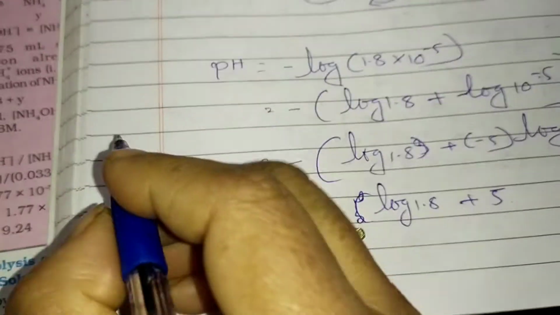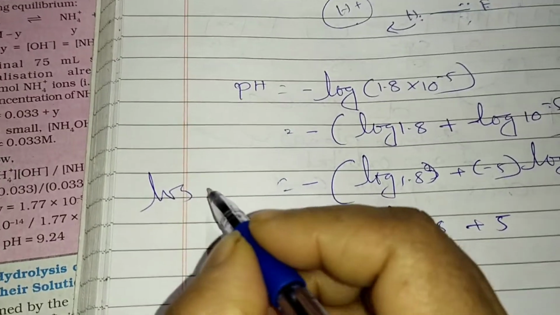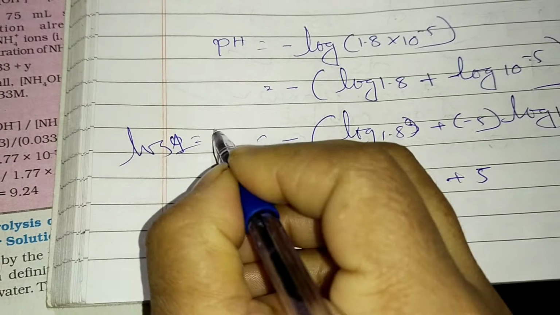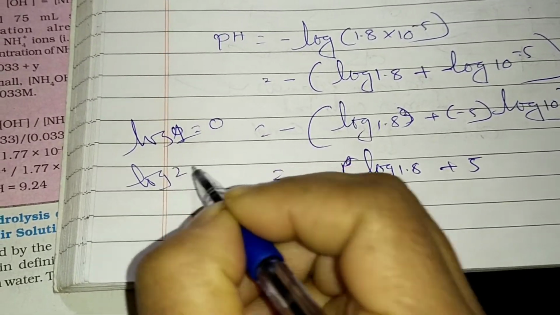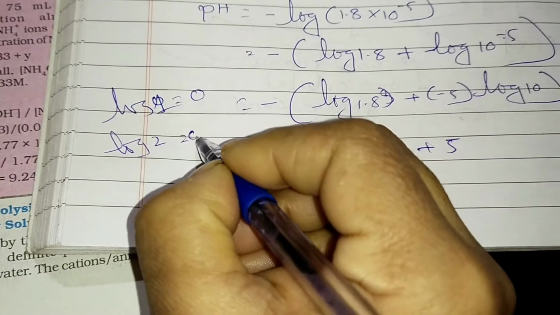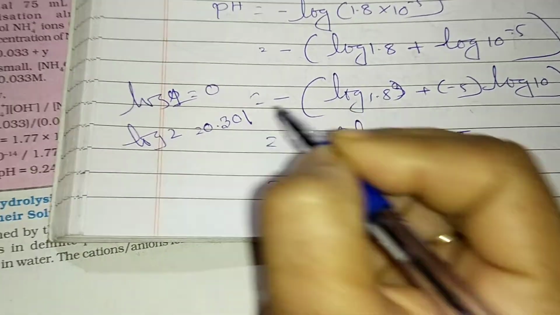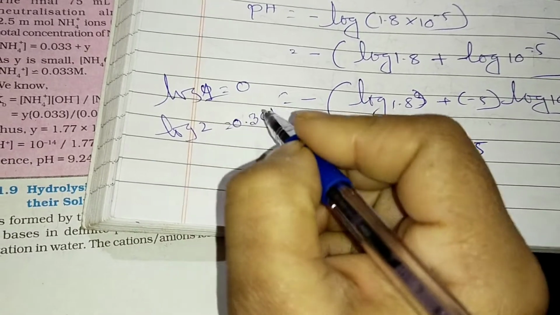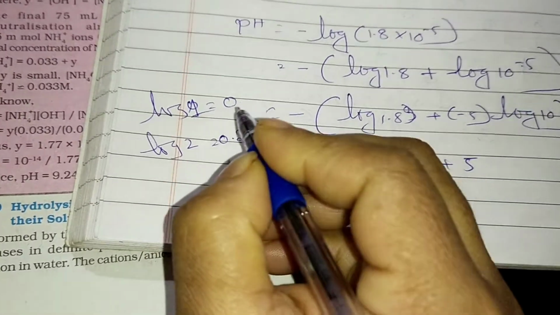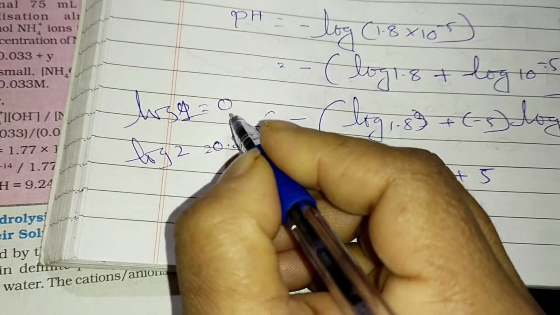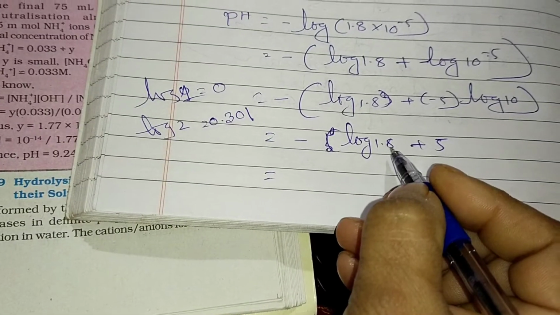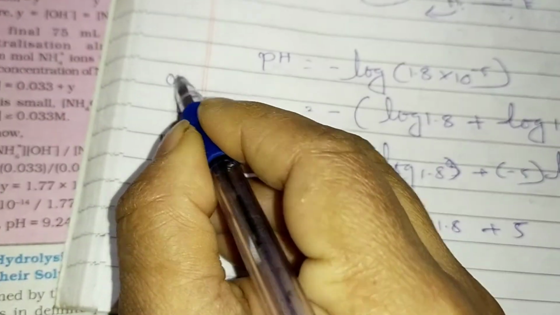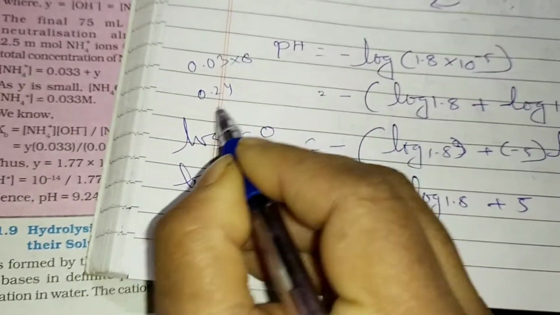So log 1 is 0 here, and log 2 equals 0.301. So for 10 divisions it is coming 0.3, so for 1 division it will be coming 0.03. So how many do you have to take? 8. That means 0.03 into 8 means 0.24, है ना, 0.03 into 8, that is 0.24.